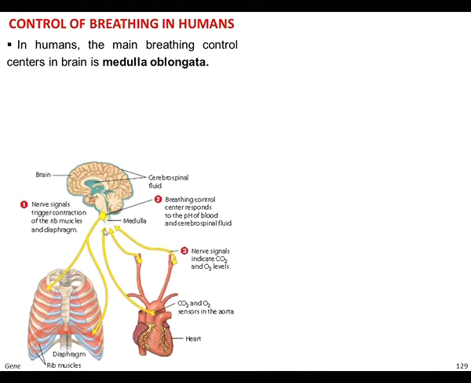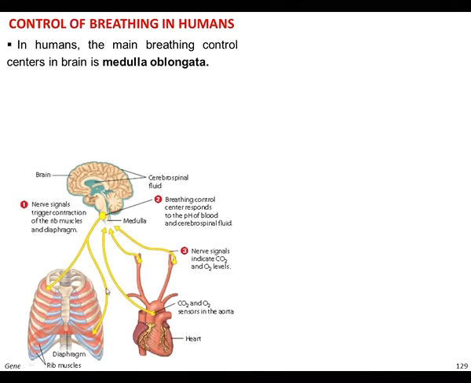So in this case, if the carbon dioxide percentage increases in the blood, this, as we said, will lower the pH of the blood. So the brain and the breathing control center will respond to this lowering of pH. We'll understand that the blood needs oxygenation, so it sends signals to the rib cage to have an inhalation.